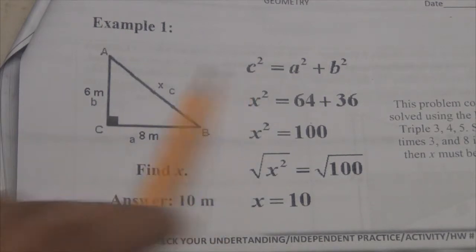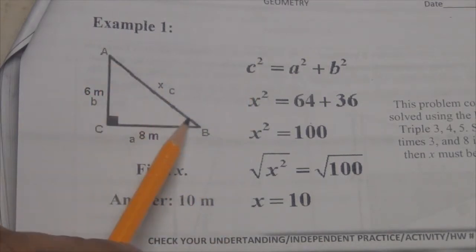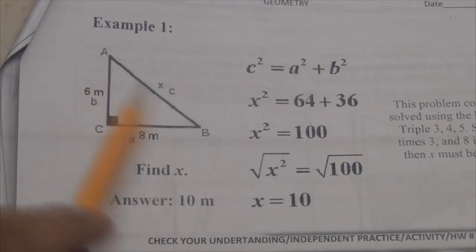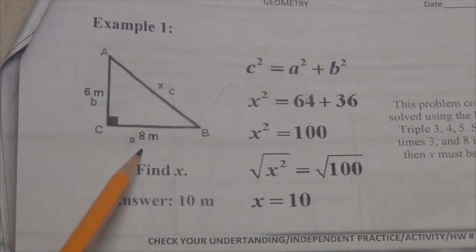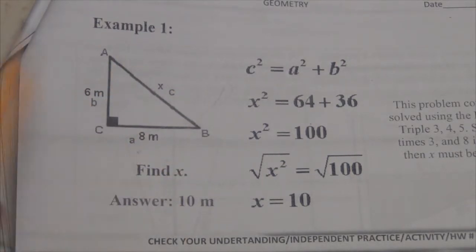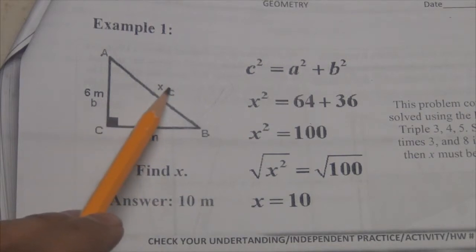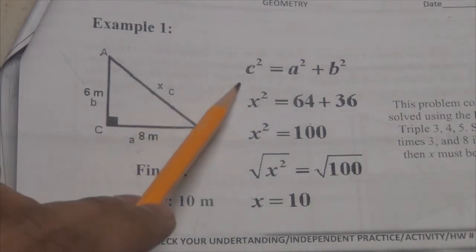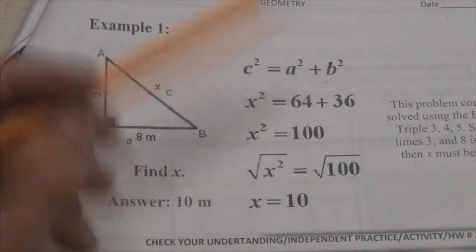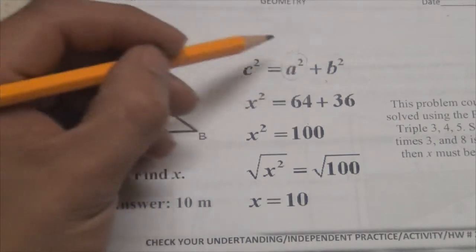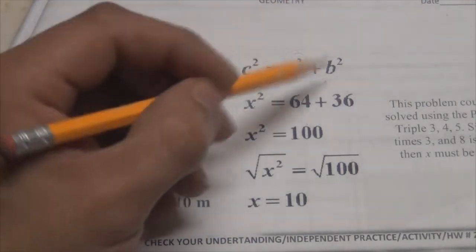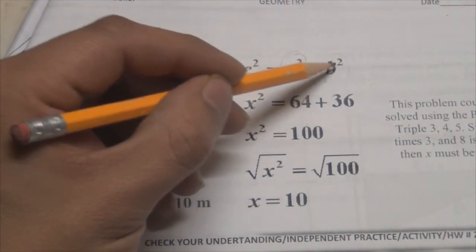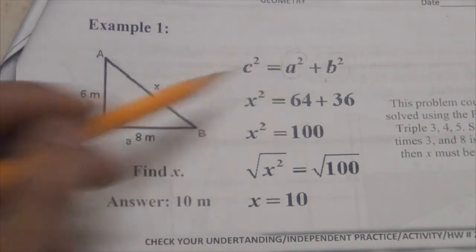Remember something. If the area right here is equal to the sum of these two areas, then to find any of the other areas, all I have to do is subtract from the area of the larger square. In other words, if c squared equals a squared plus b squared, then a squared is equal to c squared minus b squared. Or if I want to find b squared, then I would do c squared minus a squared.